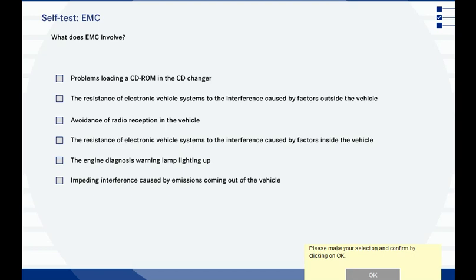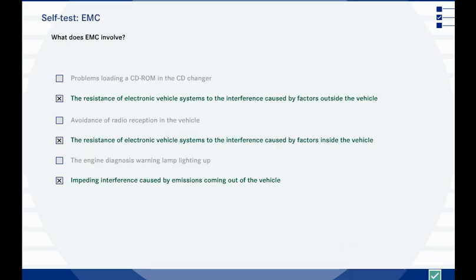What does electromagnetic compatibility involve? Please select the correct statements and then confirm with OK. Perfect. Electromagnetic compatibility covers the resistance of the vehicle's electronic systems to interference caused by outside factors and the interference suppression capability of these systems. That is, the ability to avoid causing interference from the vehicle and to avoid suffering it from outside the vehicle.